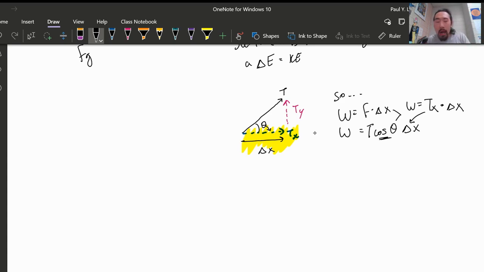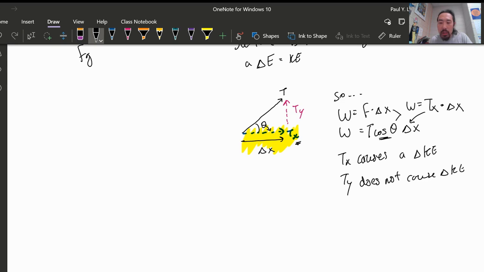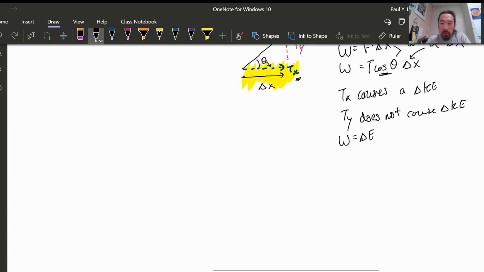But in terms of math, the thing that we are looking for is how lined up the forces are with the actual motion. So this tells us that the Tx, the rope pulling to the right, causes a change in kinetic energy, right? So that Tx is actually making it move. Ty does not cause a change in kinetic energy. And keep in mind, the definition of work is the change in energy. Cool? All right.